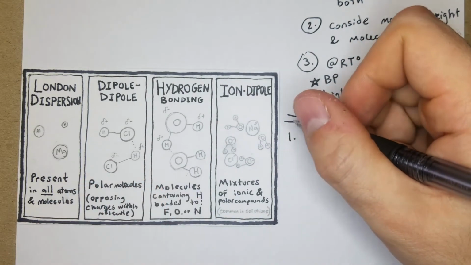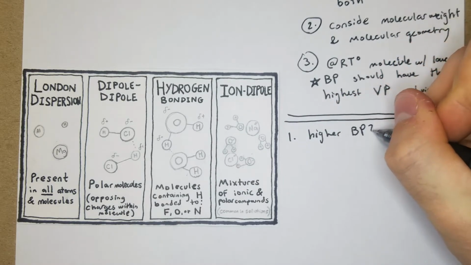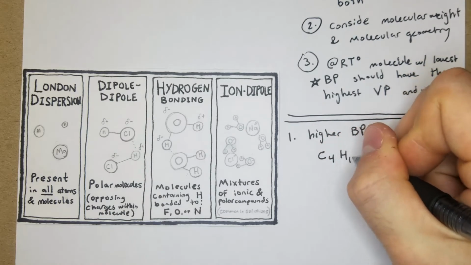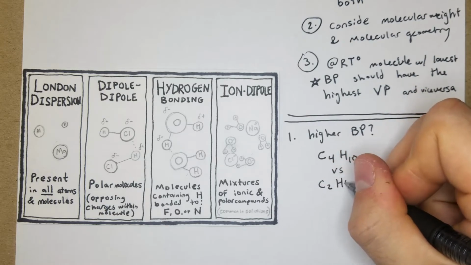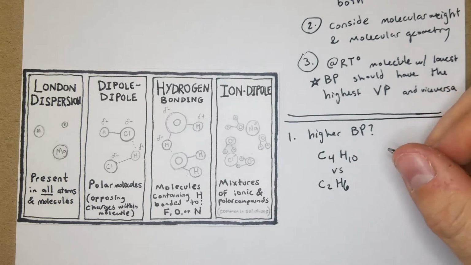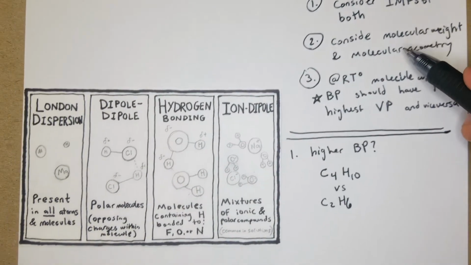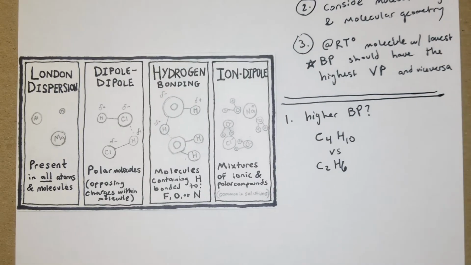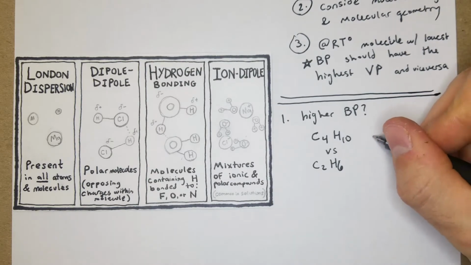Number 1. Which one has the higher BP? We're going to have C4H10 versus C2H6. I think we might have actually done this exact one in the previous video. But what I like to do, really quick, is consider the intermolecular forces as my step 1. We're looking at both of these. They're both carbon chains, they're organic. Neither one is going to have any intermolecular forces other than dispersion. So then we can skip right to the drawing.